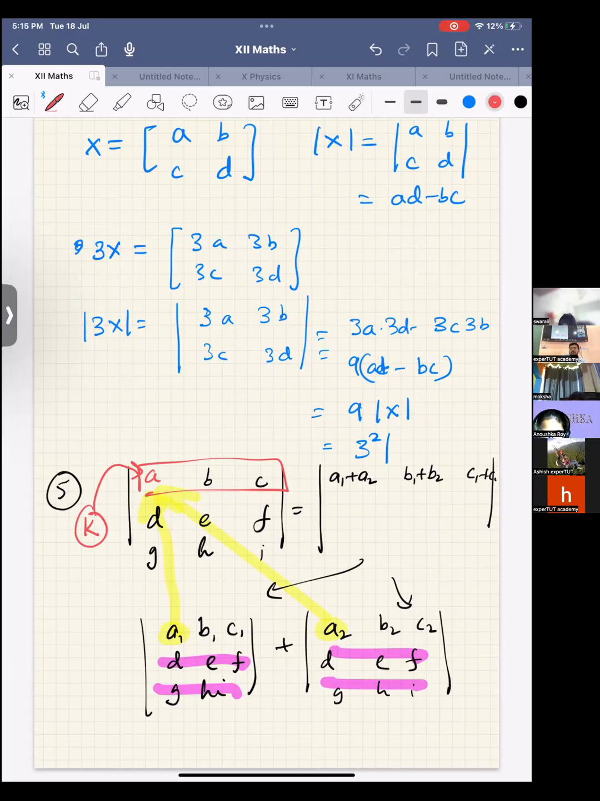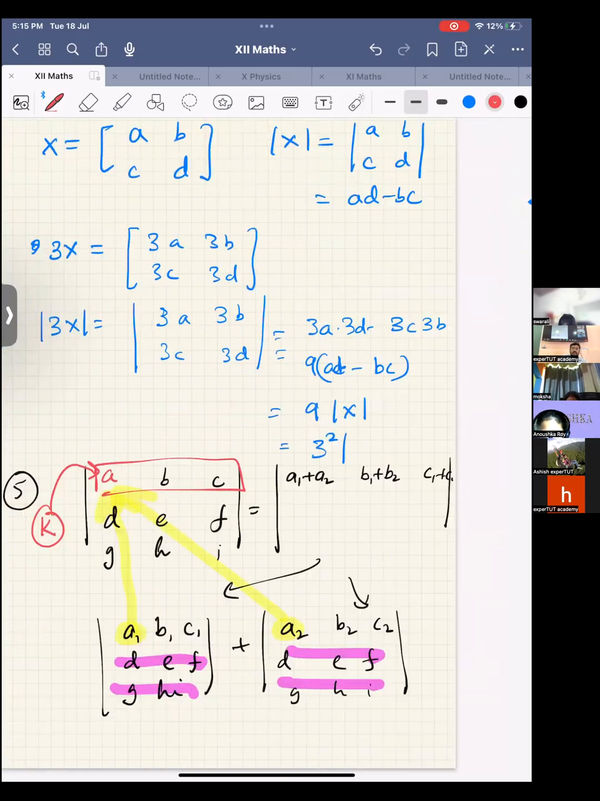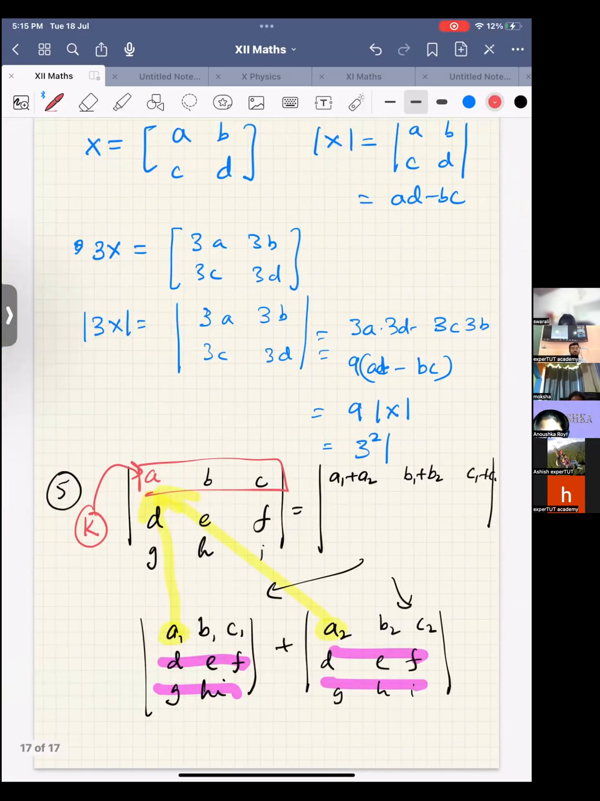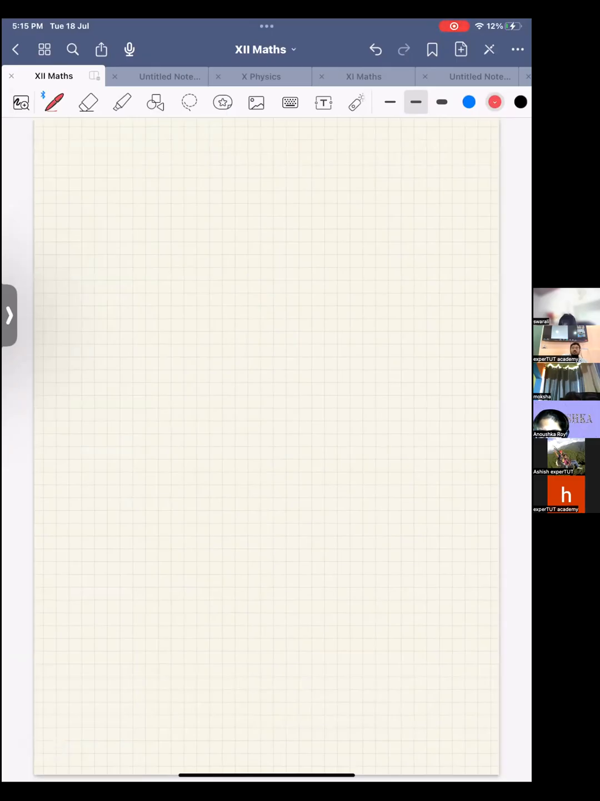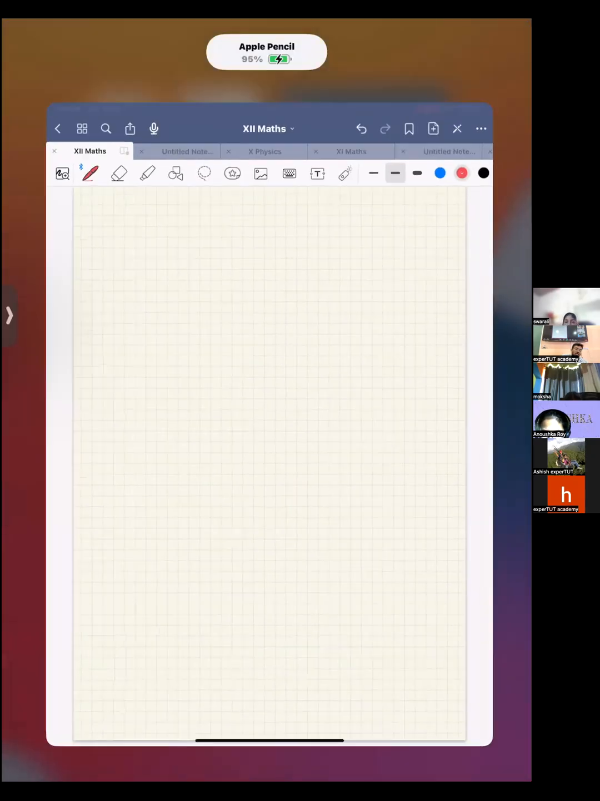Now we'll just see some examples: what is the shorthand notation of some steps. For example, it is also given in RS Agarwal page 222, that if there is an operation, what is the notation of this operation. Okay, I'm going to show it on the screen.